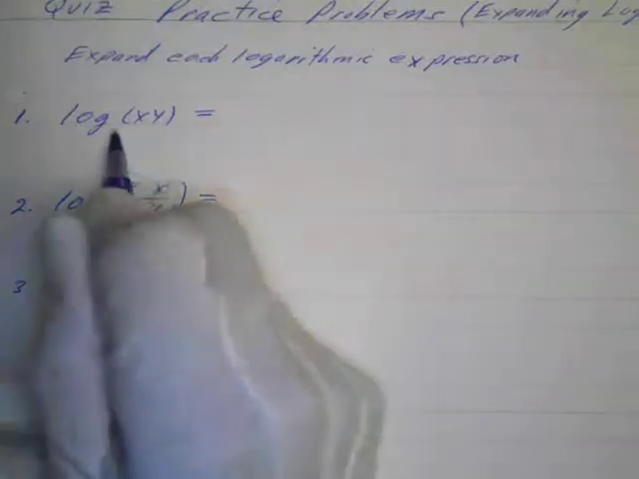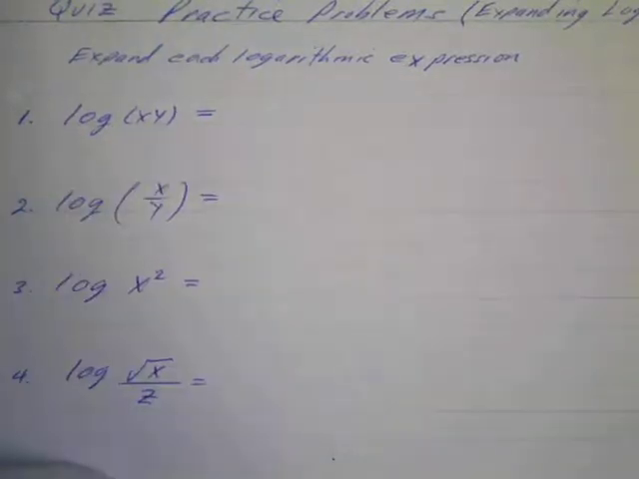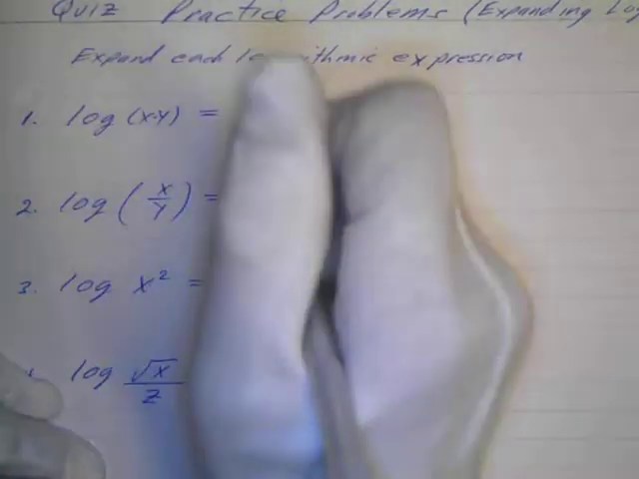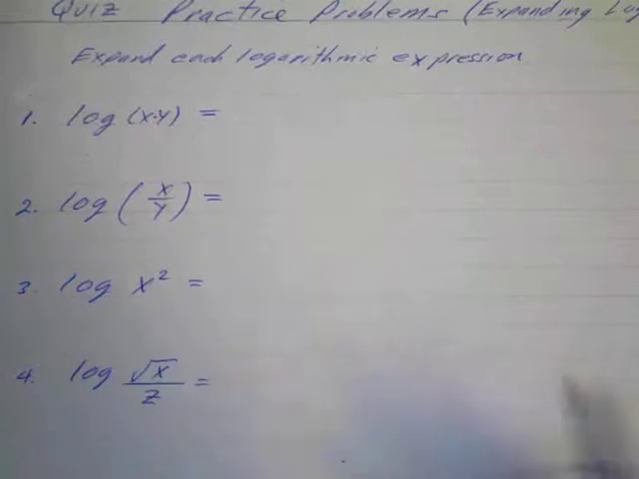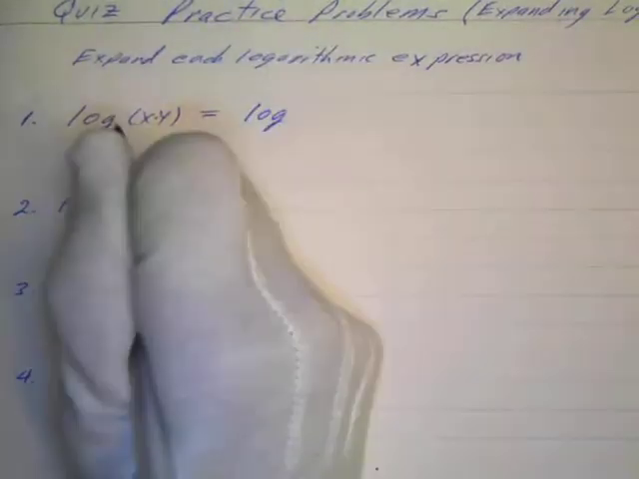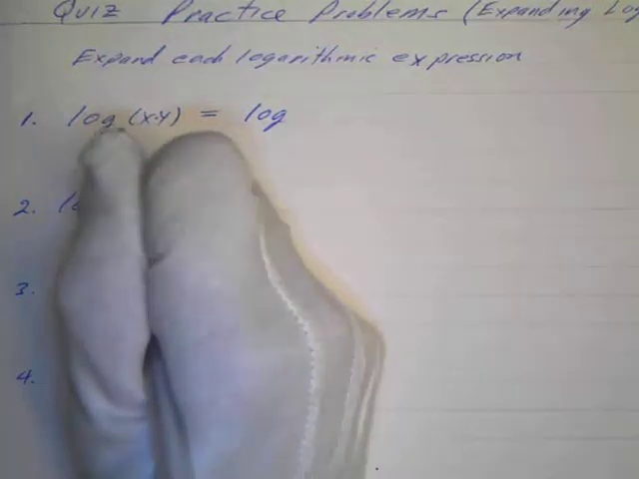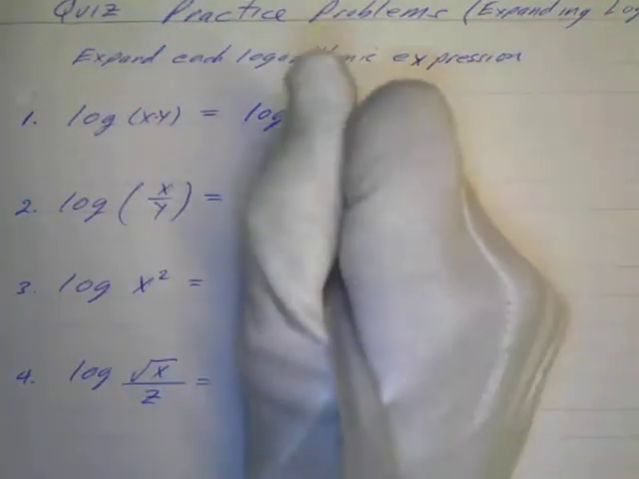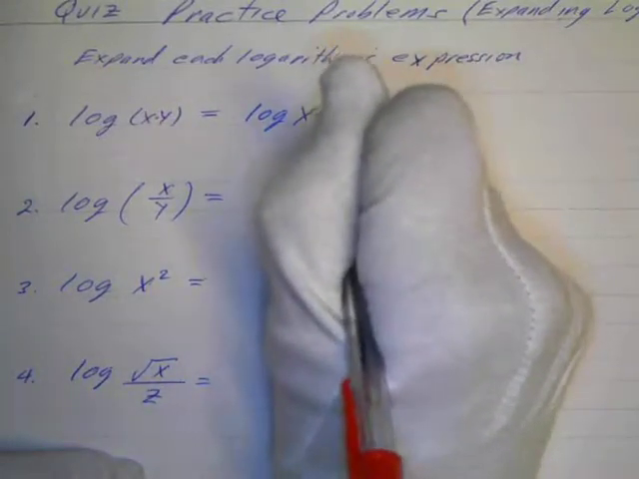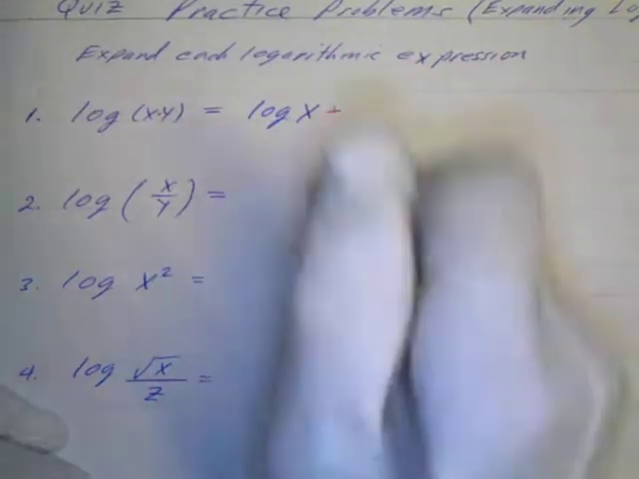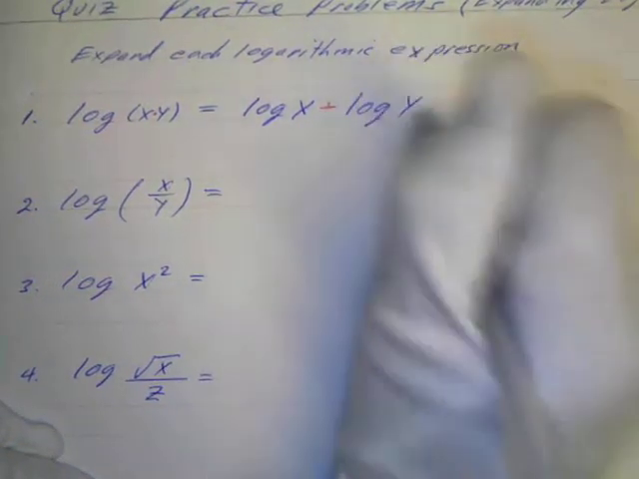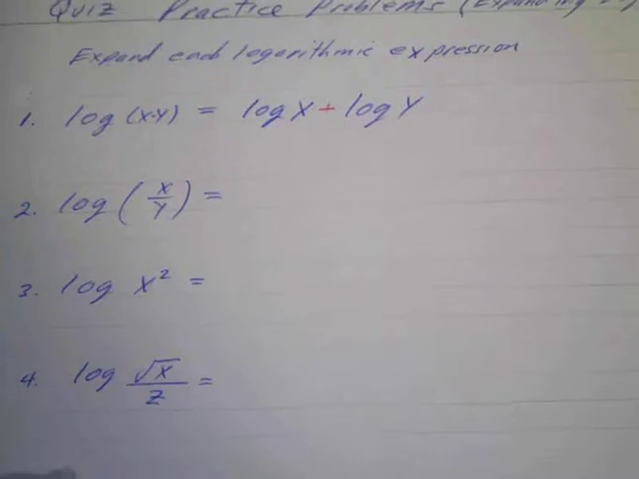So the first thing we do is we've got this log of a product. And remember, we know the log of a product is the sum of the logs. I'm using just log base 10 here, or common logs, just so I don't have to write so much. But it could be the same base. It could be base b, base x, base 2, whatever. Okay, log of x plus log of y. If you got that correct, you can give yourself 1 point. We're going to do 10 problems.